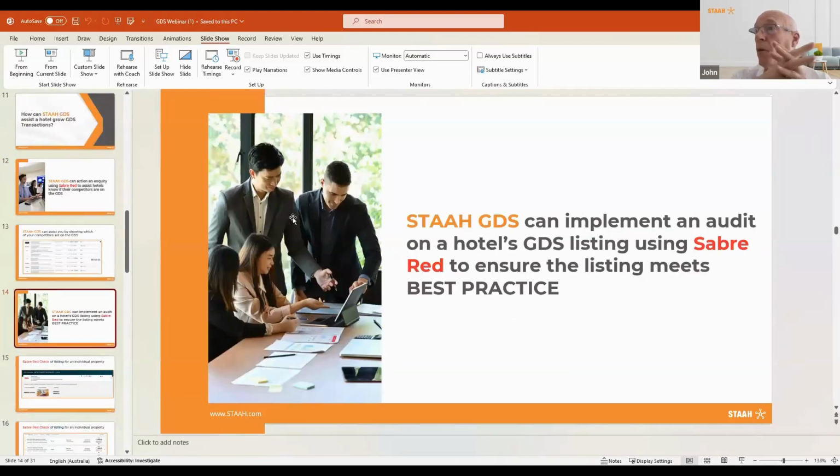STAAH GDS can implement an audit on a hotel's GDS listing using Sabre Red to ensure the listing meets best practice. This is a very big thing. Some hotels will choose GDS hosts that have some limitations. It is really important that a hotel looks at a GDS host that provides what we call best practice.